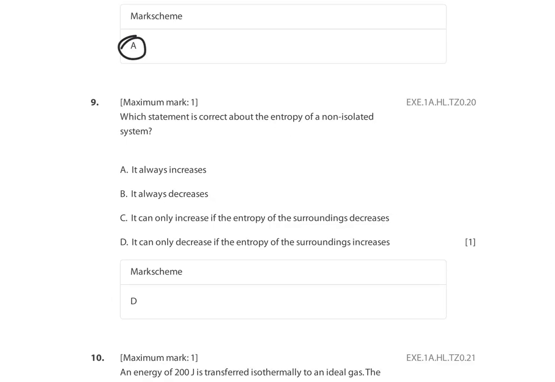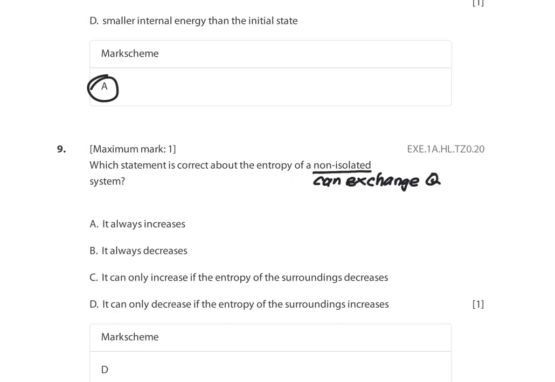So number 9, which statement is correct about the entropy of a non-isolated system? First of all, let's get into isolated. Non-isolated means that the system can exchange heat. If it were isolated, it can't exchange mass or heat, so it can exchange heat.